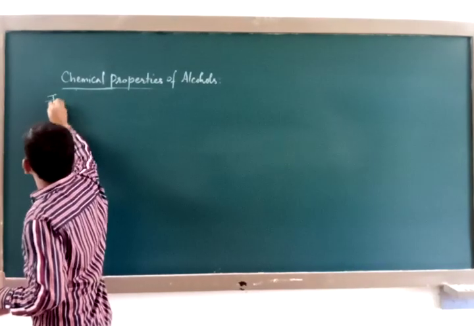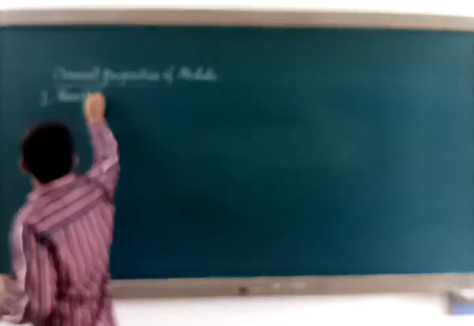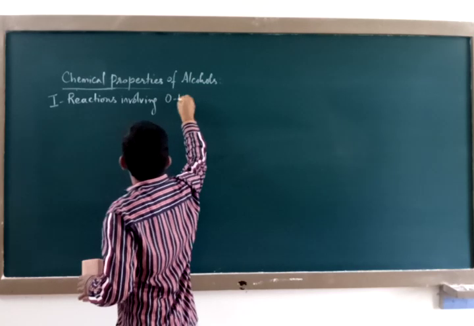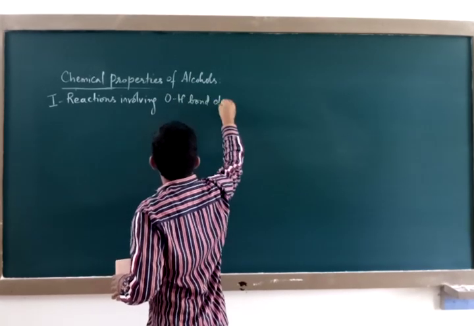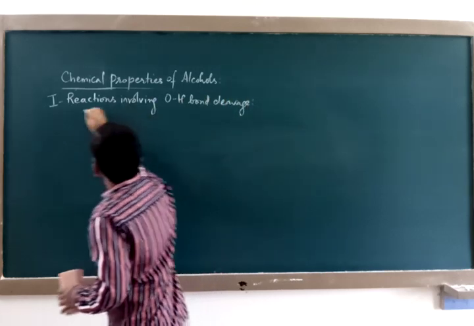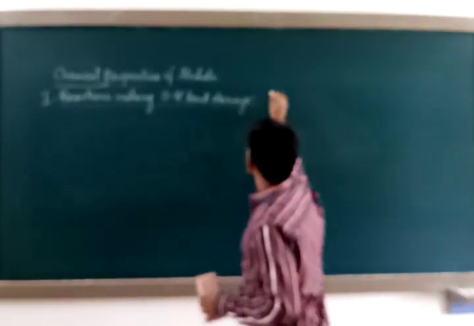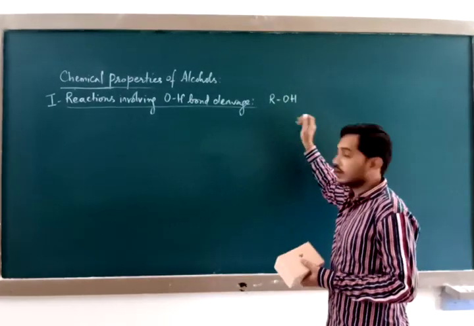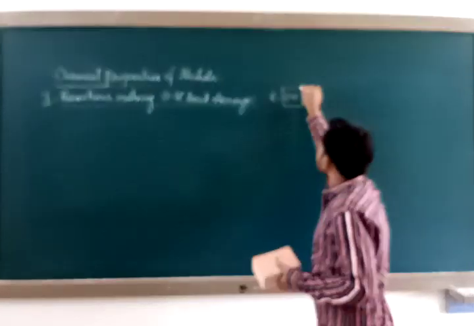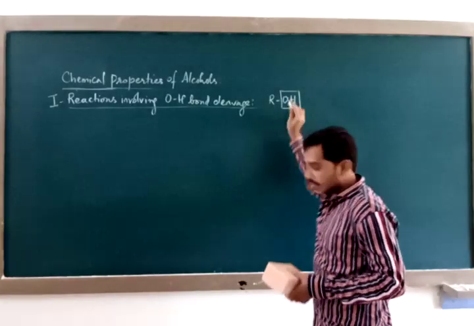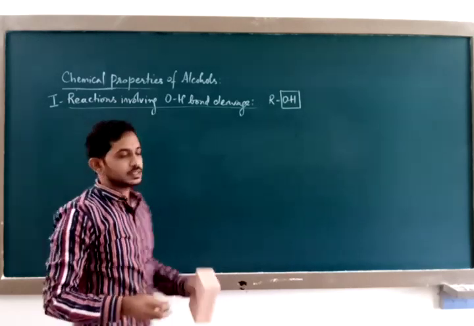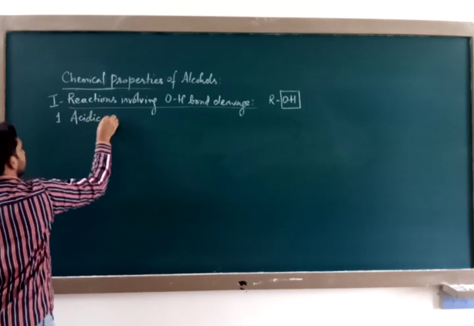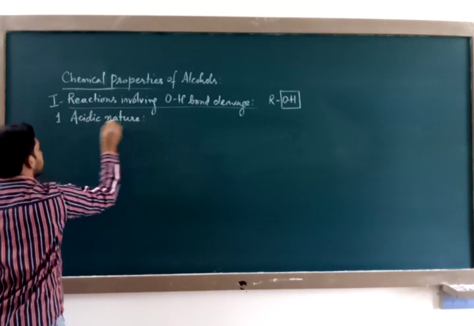The first chemical property is reactions involving OH bond cleavage. What do you mean by cleavage? Cleavage refers to breaking. If ROH is an alcohol, then we are now concerned only with the breaking of this OH bond. So, reactions involving OH bond cleavage. The first property is their acidic nature, whether alcohols are acidic in nature or not.